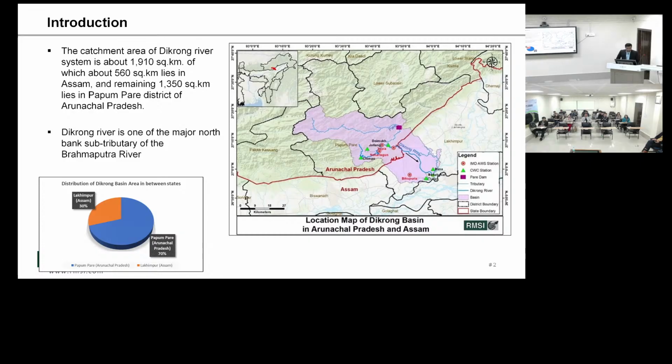Then the area distribution I have made: around 30% of the area is in Lakhimpur, the rest in Papumpare. Yesterday I took a session on water demand calculation, and for that purpose this was also very important.